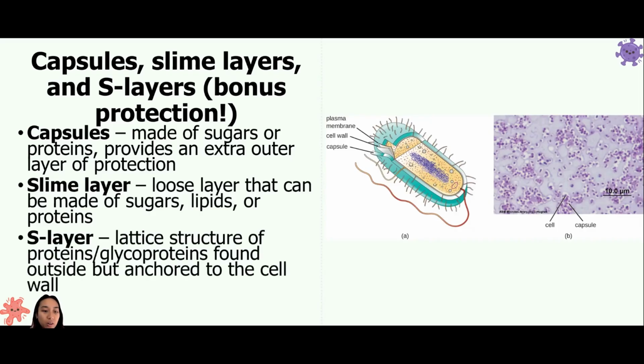And then the S layer. Now this I hate. Why? Why is there slime layer, S layer? It almost sounds the same, but the S layer is a specific type of layer that's produced. It is a lattice structure, so it's kind of like a mesh, and is made up of proteins or glycoproteins. But again, same thing, it's just extra layers. And this one is anchored to the cell wall. So the slime layer is not anchored to the bacteria. It can actually come off, whereas the S layer is anchored to the bacteria. But either way, all of these are just extra bonus layers that the bacteria can have.